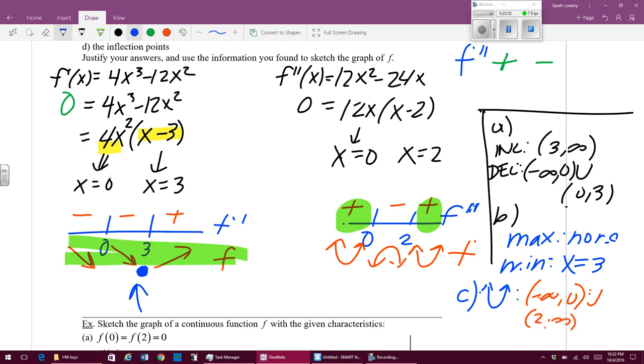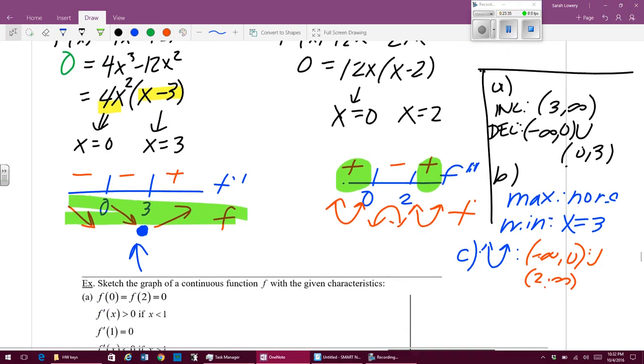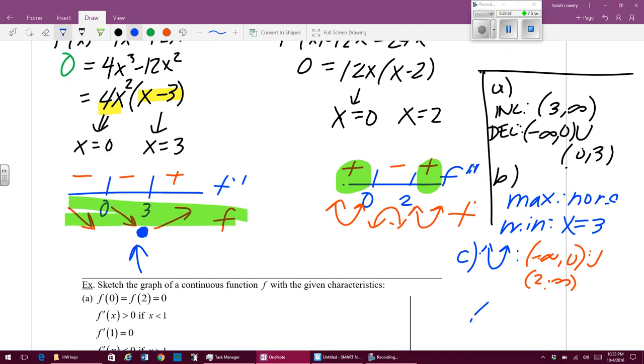And we know that my graph is concave down from 0 to 2. And guys, I don't know why my stylus isn't working right. That should say 0 to 2. I'm going to press pause and switch styluses really fast.